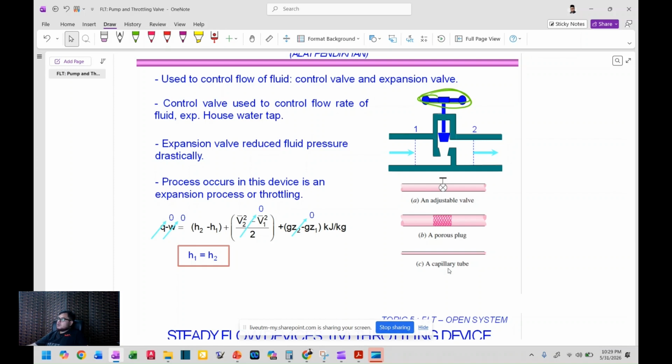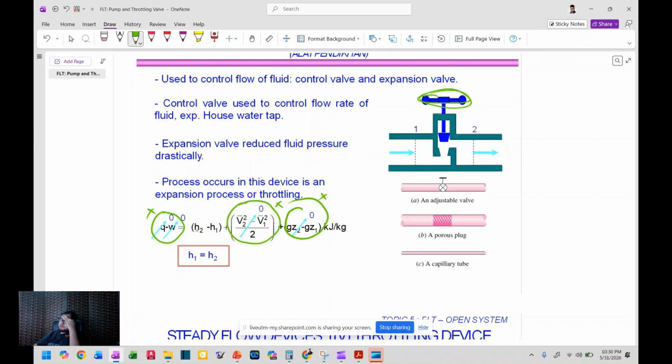Examples include an adjustable valve, a porous plug, and a capillary tube. We will look into a capillary tube as an example soon. Now, an expansion valve is a device that can have a negligible potential energy, negligible kinetic energy, and there's no work and no heat transfer that occurs in such a device. The only thing that is not negligible is the enthalpy.